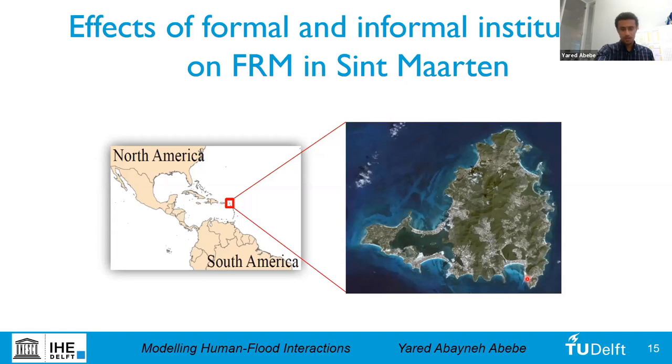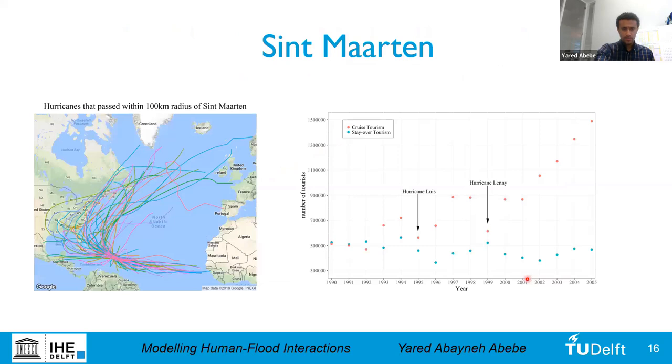There is a lack of sufficient stormwater infrastructure. And if you see here, these are hurricanes that passed within a 100 kilometer radius of St. Martin until 2017, when we did this work. St. Martin is a Caribbean island, and the economy is based on tourism. It's very, very important.